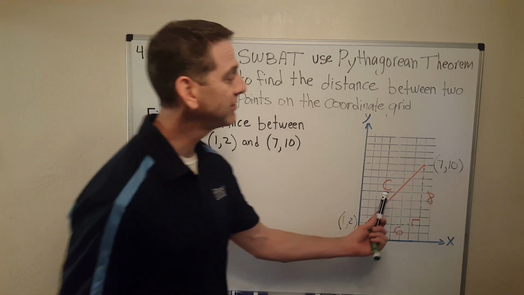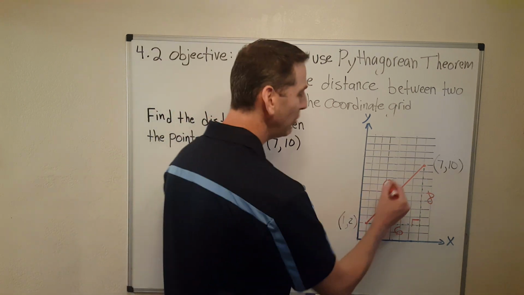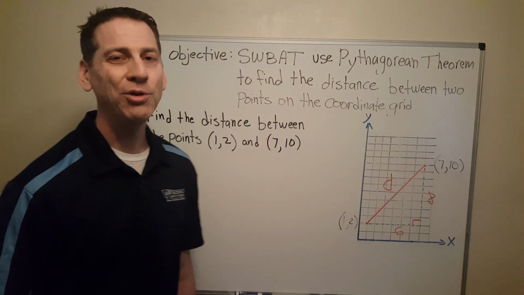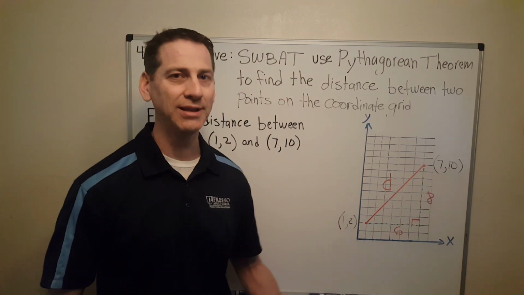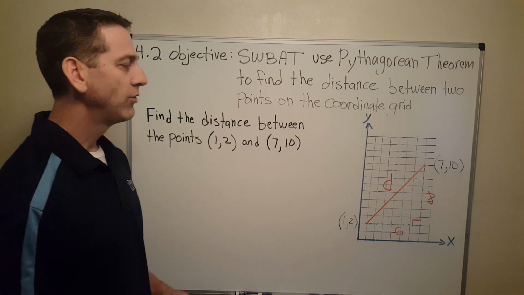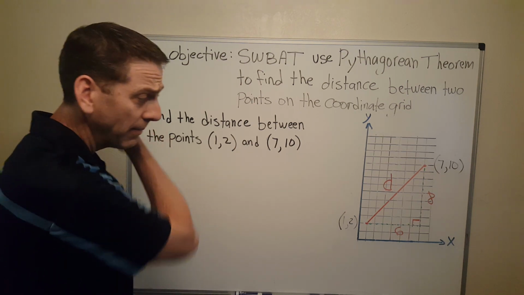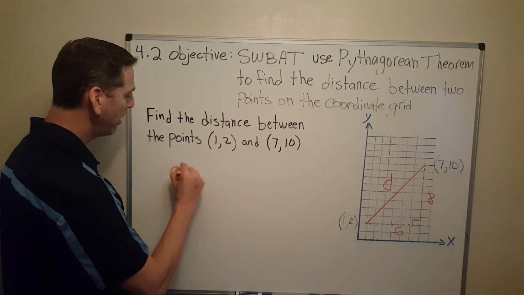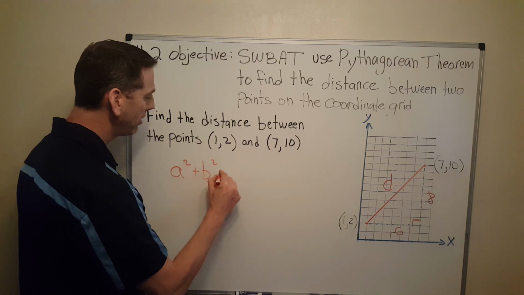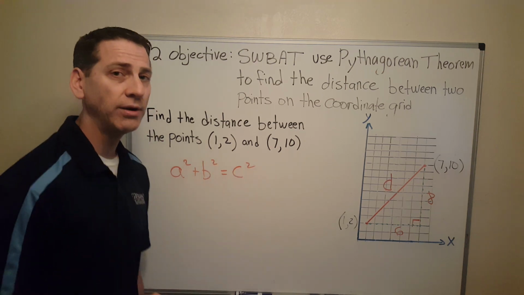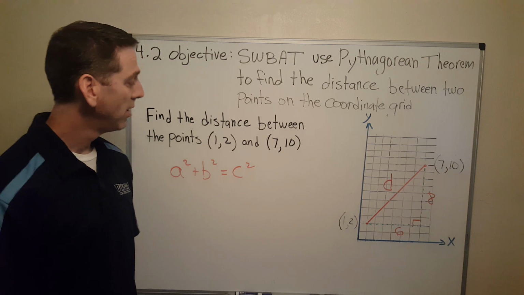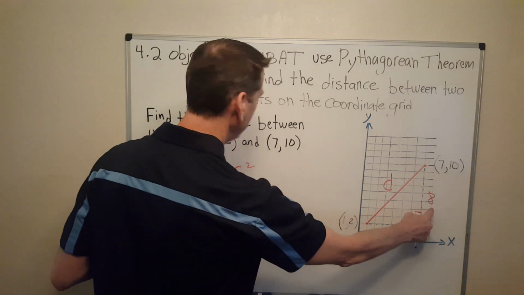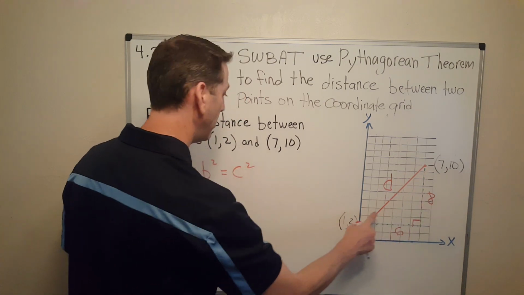But here's what I'm going to do. Instead of c, I'm going to replace that c with a different letter, d. The reason I do that is because d stands for distance. So we're going to derive the distance formula. We know that a squared plus b squared equals c squared, and we know that a, in this case, is 8, and we know that b is 6.